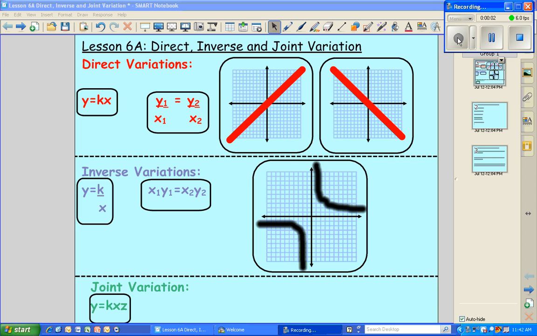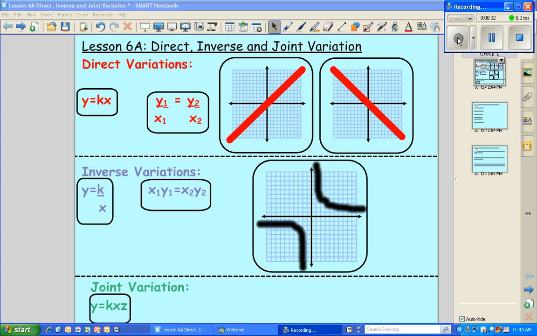All right, we're going to begin Unit 6 by doing a lesson on direct, inverse, and joint variations. This is where you look at data and you see if there's a relationship between them. If data varies directly, then that means that the one thing you're looking at is directly affected by the other thing. For example, a lot of you are working. The more hours you work, the more money you're going to get paid.